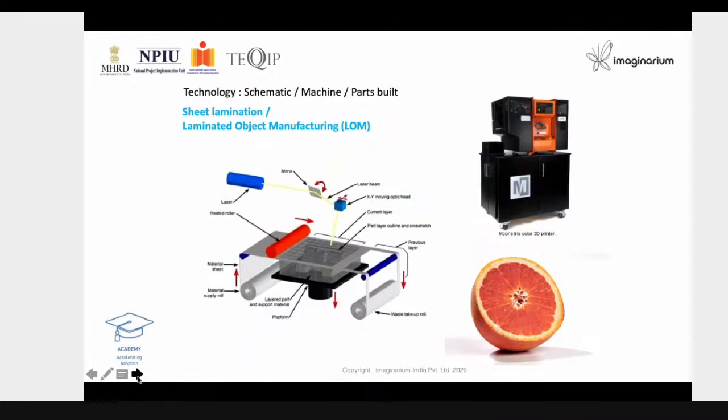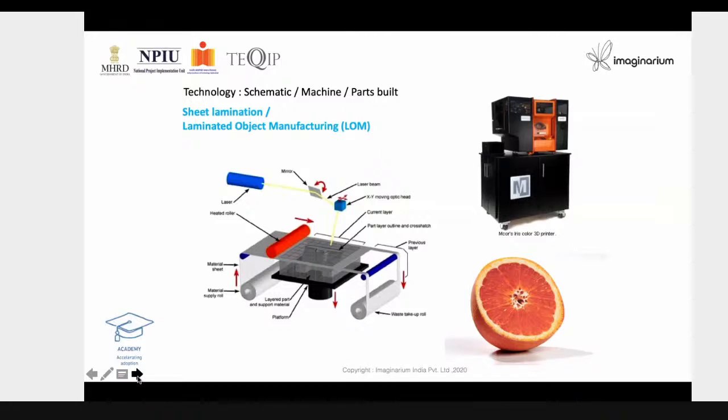And then the next technology is called sheet lamination, or laminated object manufacturing. It is a wonderful technology, but it could not be sustained because the market somehow did not buy this and support them.